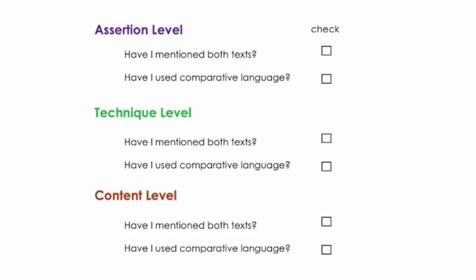And if you've been able to follow successfully, you've got most of a comparative paragraph written. There is another section to the paragraph, which is the interpretation, but there's another video that'll give you some tips around that. The important thing to note is that if you've got a clear assertion level, technique level, and content level with consistent comparative language and the mention of both texts, then you've successfully created a comparative structure.